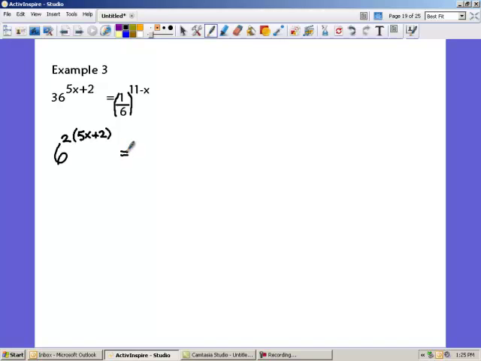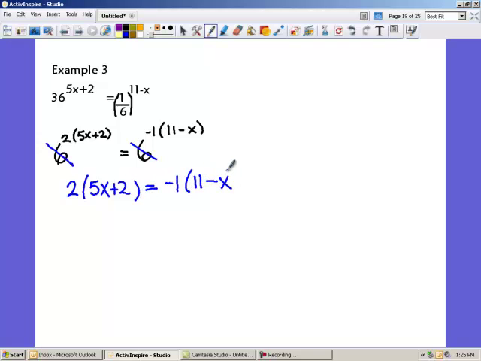Now, how in the world would 6 be flipped? Remember, if you have a negative exponent, that is how it is flipped. So I'm going to rewrite this to be a negative exponent raised with the rest of it. Now, because the bases are the same, they cancel, and we're left with everything else. Distribute everything on both sides. So we have 10x plus 4. We have negative 11 plus x.